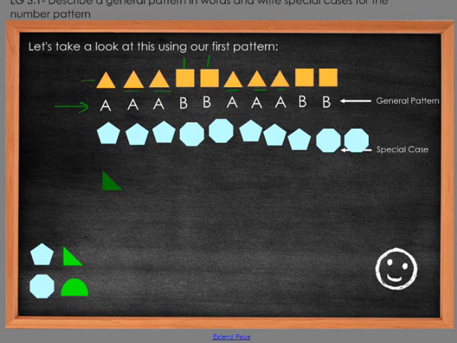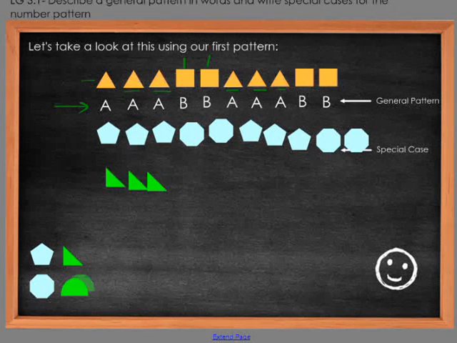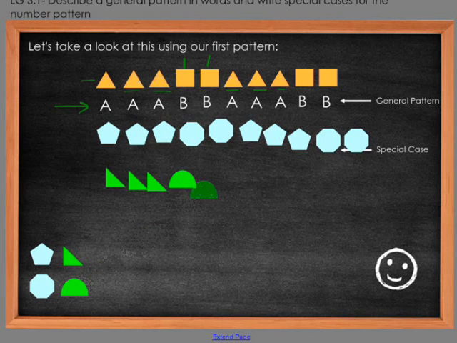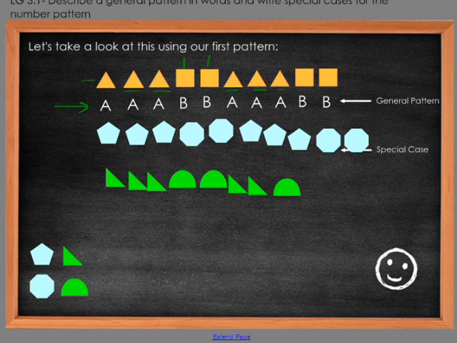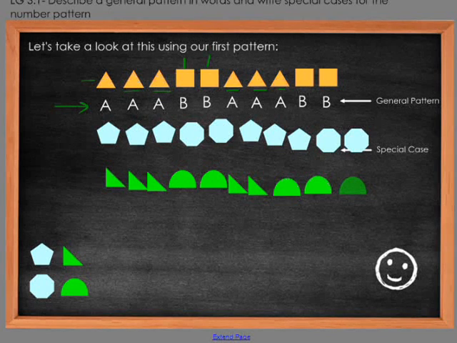I could do yet another special case for my pattern as well. So special cases are when you take your pattern and you substitute something in for the variables. And in this case, I'm substituting shapes for my variables A and B. But I'm keeping the same theme of the pattern. So 3, 2. Whoop, I didn't do it right. 3, 2. So there I have 2 special cases. So that's how you could do it with shapes.